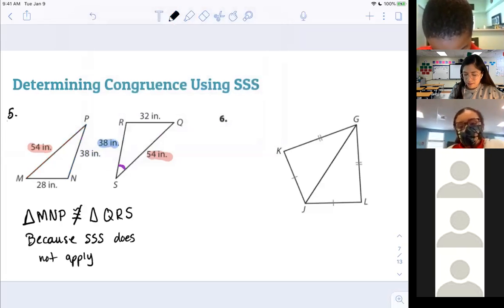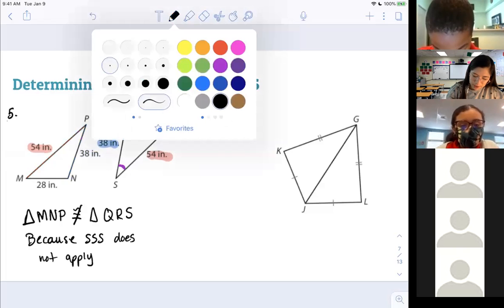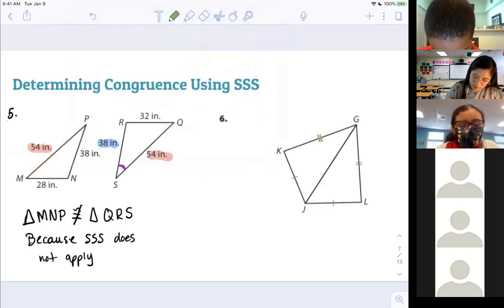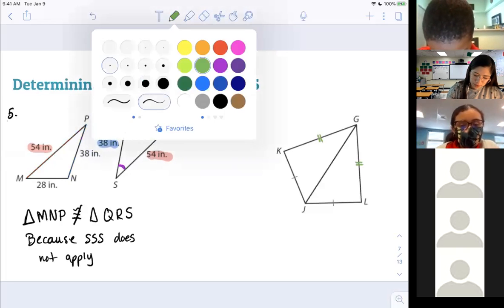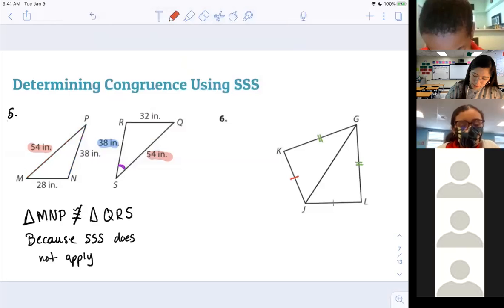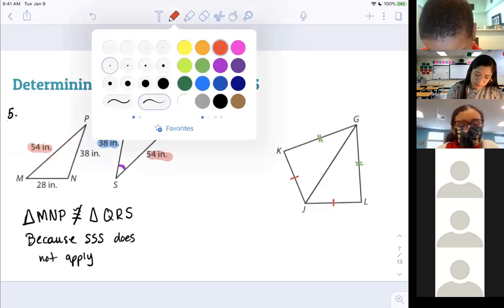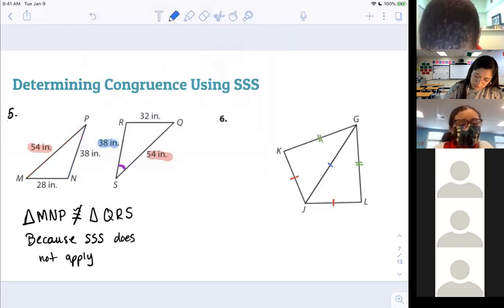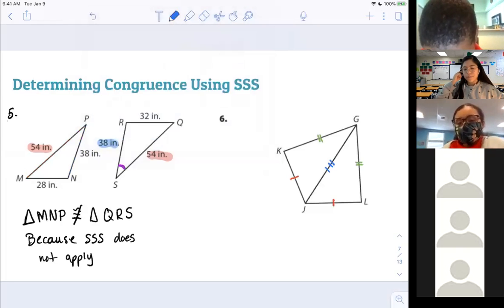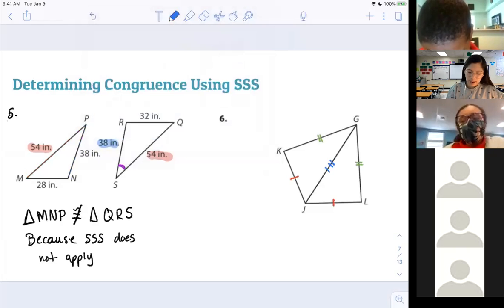What about number 6? Yes, it is. Okay, so how many do I have? I've got one matching side over here, and then another one down here. And what's my third one, and how do I know? The reflexive property, which is GJ or JG. Yeah, GJ is congruent to itself. So I've got 3 sides.